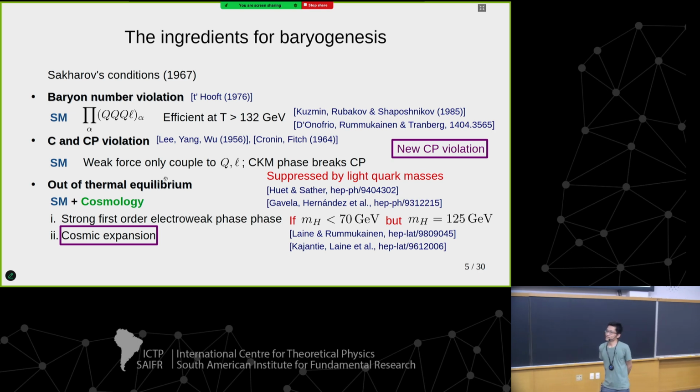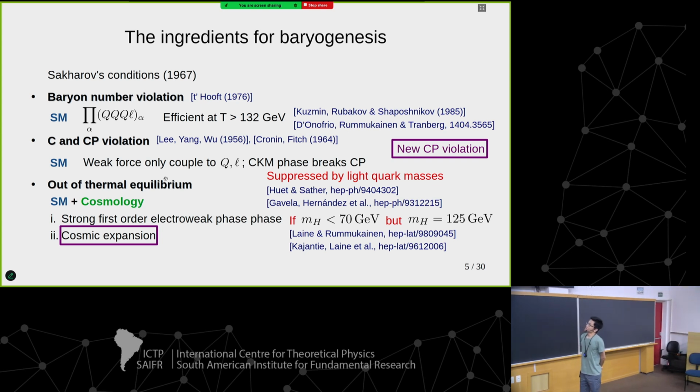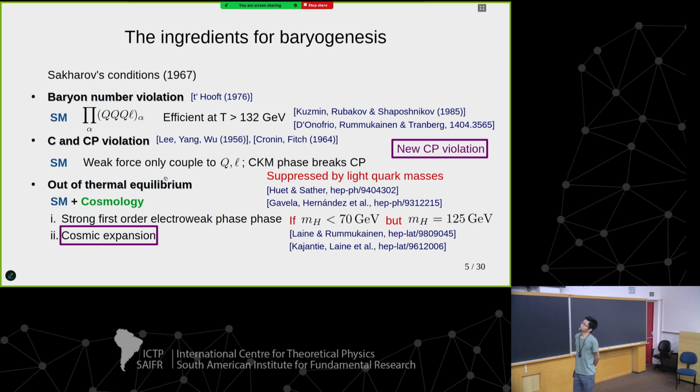Right. So why do you need out of thermal equilibrium? It sounds like it's frozen. Why do we need out of equilibrium? Suppose the temperature is below 132 GeV. Then the number of baryons minus antibaryons is fixed. Right, it's fixed. So what's the condition about out of thermal equilibrium?